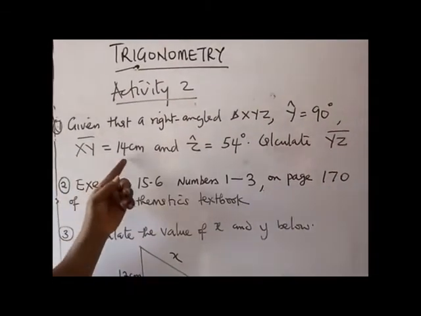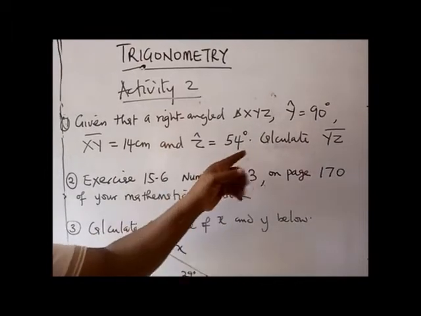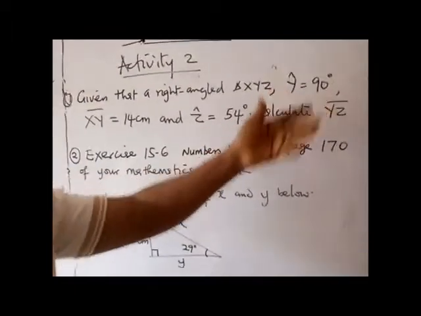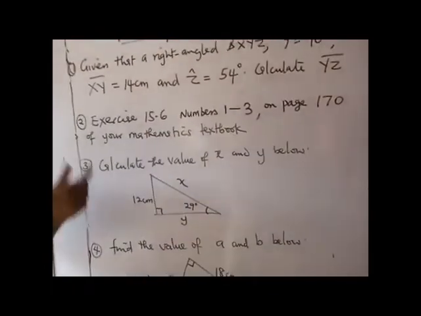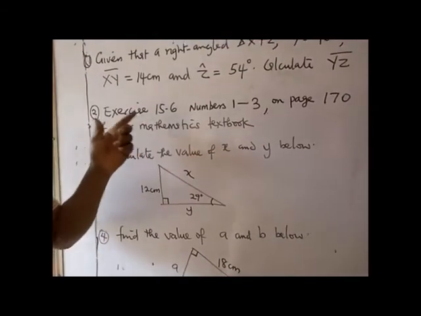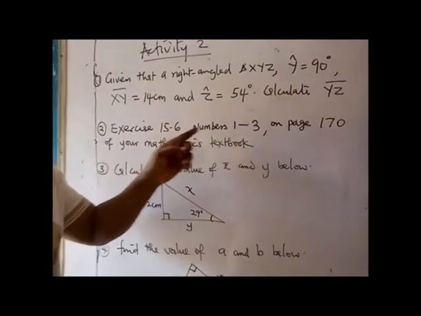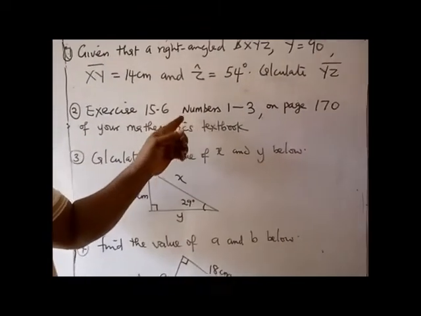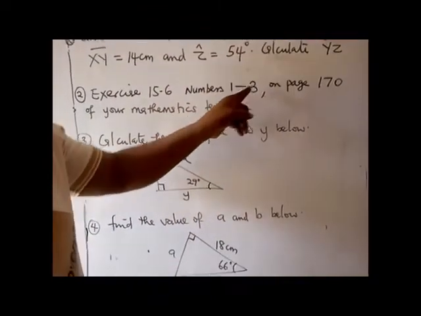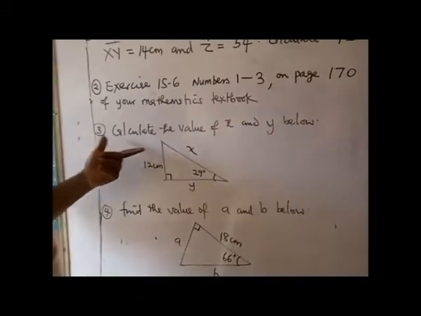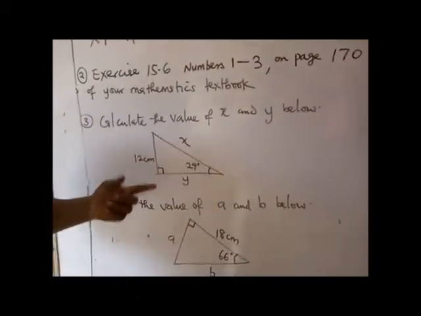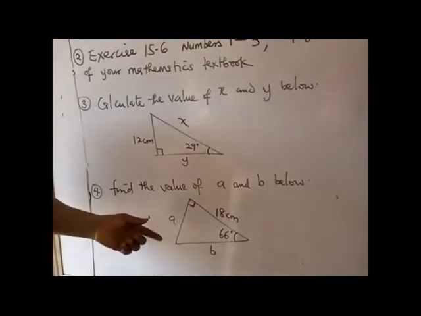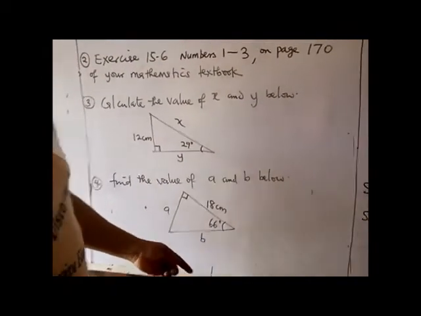For your activity 2, number 1: given the right angle triangle XYZ, angle Y is 90, line XY is 14 cm, and angle Z is 54. Calculate YZ. You can draw the triangle yourself. Number 2, go to exercise 15.6, numbers 1 to 3 on page 170 of your mathematics textbook. Number 3, find the value of X and Y. Number 4, find the value of A and B.